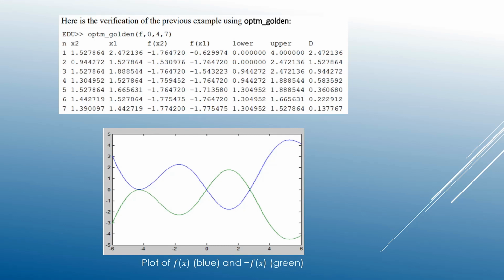Here the blue color line indicates that it is a minimization problem, and the green color indicates the maximization. That is, if you perform a negation operation, it turns maximum to minimum or minimum to maximum, vice versa.